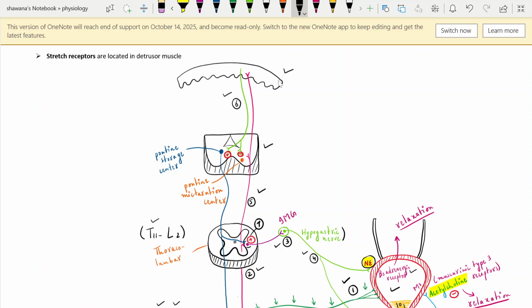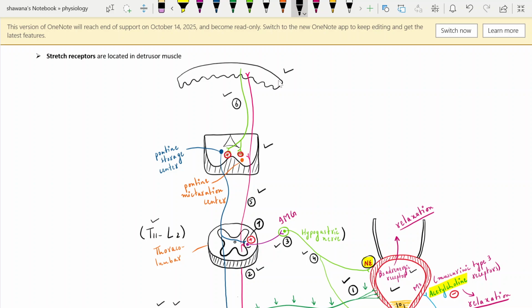right? So the sixth step is that fibers descend from the cerebral cortex, and they will synapse with the pontine storage center as well as the pontine micturition center. They will cause the stimulation of the pontine storage center, because we are storing the urine, and they will inhibit the pontine micturition center. What is the seventh step?